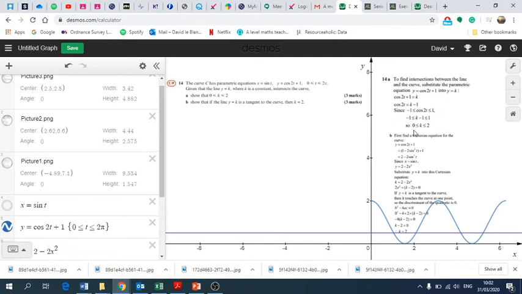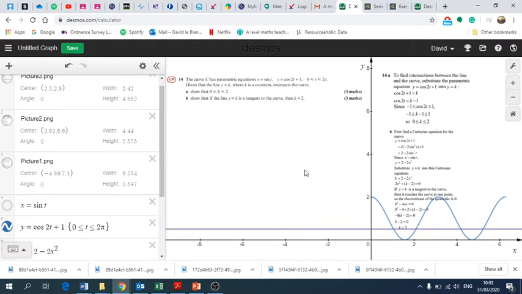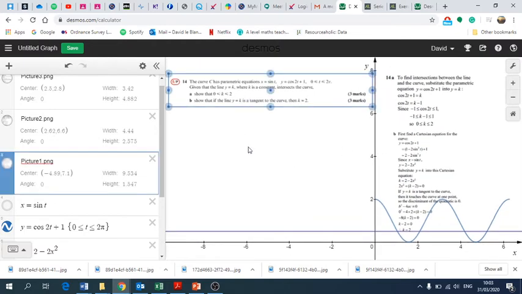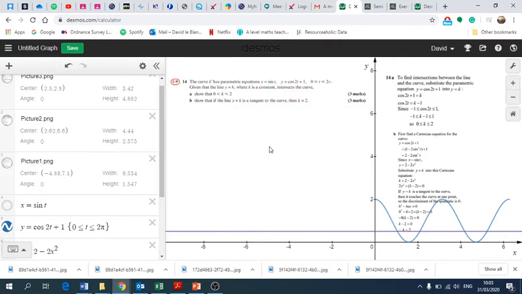Adding 1 to both sides, you get that your k is between 0 and 2. So that's the first part of the question. For the second part of the question, show that the line y equals k is a tangent to the curve. So show that if the line y equals k is a tangent to the curve, then k equals 2.